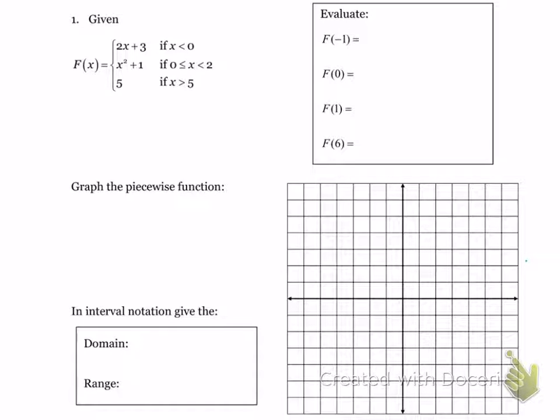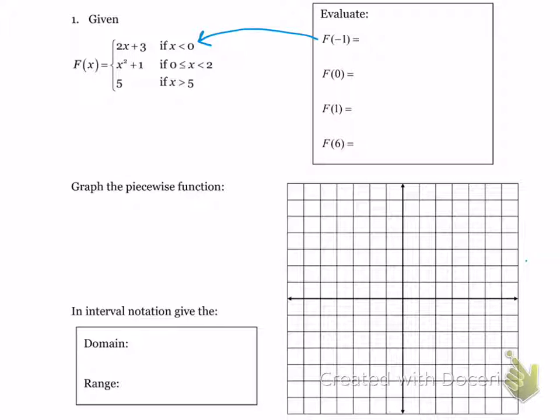So, how do you know which function to work with? Well, it all depends on the restricted domain right here. So, we're first going to evaluate piecewise functions. So, where is x, -1, in the domains on the left? So, -1 falls into that category, which is less than 0.